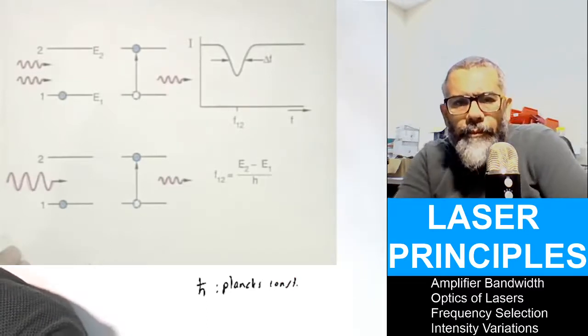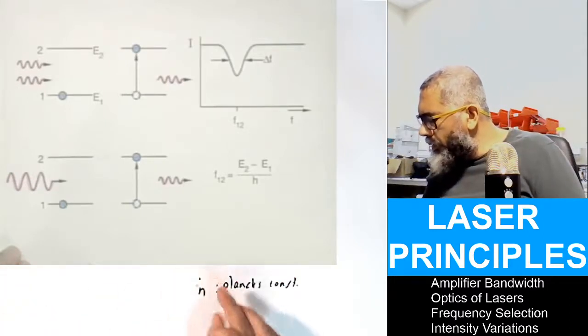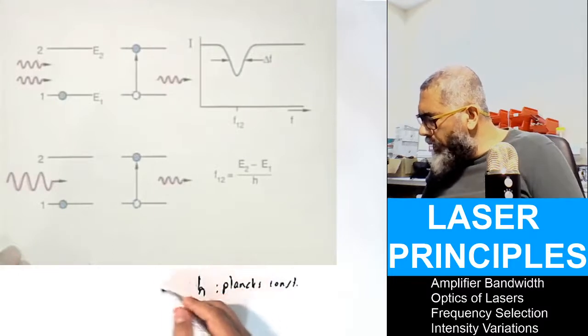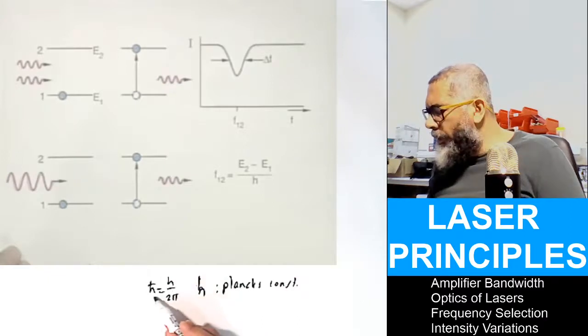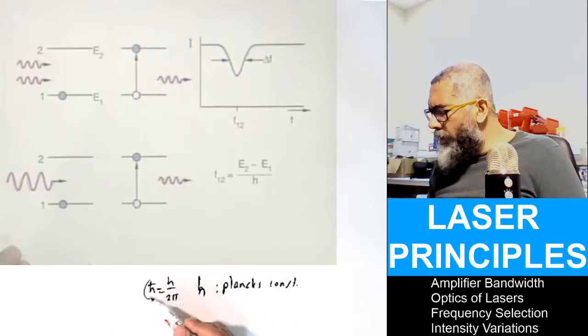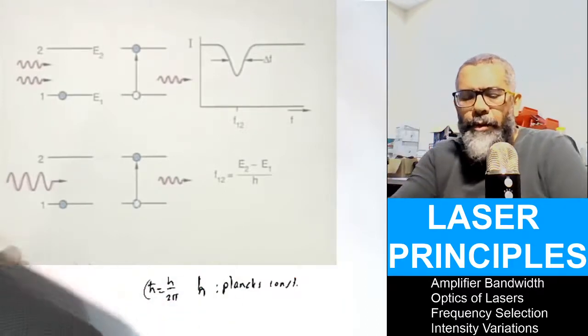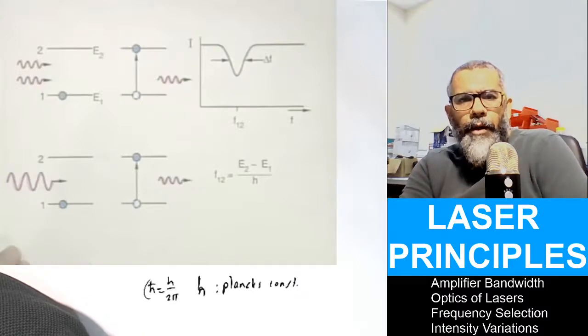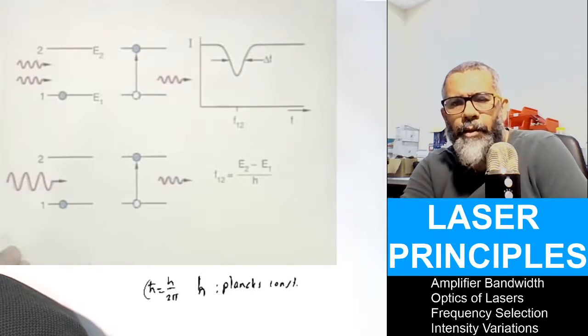Well, in fact, it's not h bar, it's h. H bar is related to h just by division: if you divide h by 2 pi, you get h bar. We use h bar when we talk about angular frequencies, and here we are talking about the linear frequency of the light. In this case, when the incoming photons have just this frequency, F12, which is equal to the difference between the energy levels of the atom, we say that there is optical resonance.